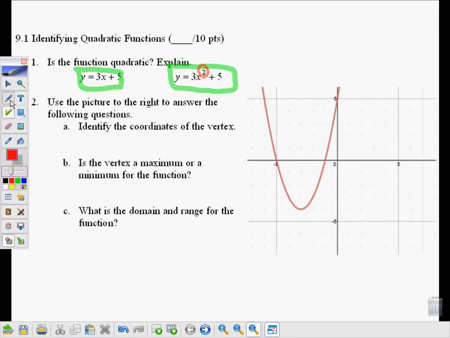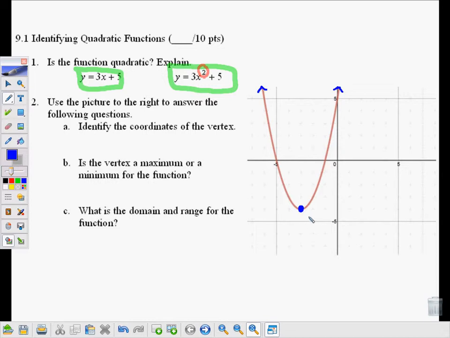All right. The second thing you are asked to do is to use the picture to the right, this graph of a parabola, to answer some questions. So first one is identify the coordinates of the vertex. Now a vertex will be either the bottom or the top of a graph. Now this graph doesn't show it, but this goes on forever on the top and bottom. On the top, which means there is no maximum to this. There's no vertex. It never stops going up, but there is a bottom right here.